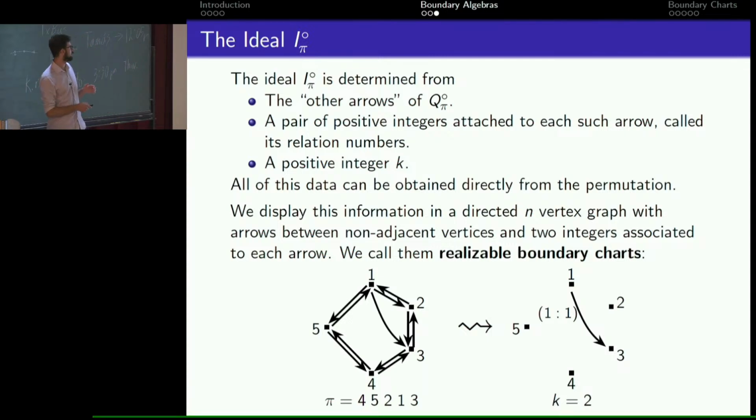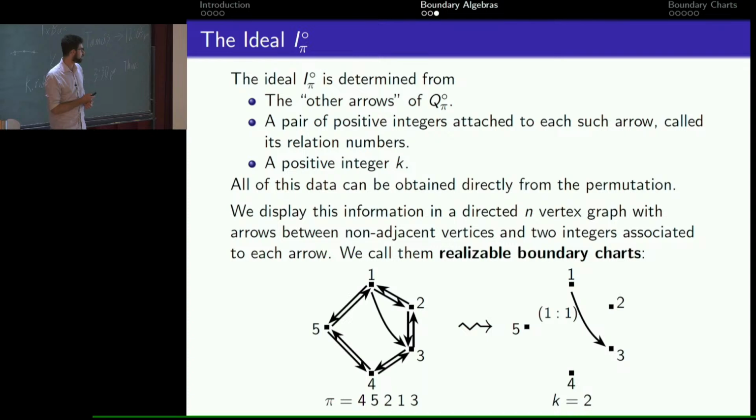And then for each one, I have this pair of positive integers. So I'll just go ahead and write it in on the graph next to the arrow. And I'll keep track of the integer k somewhere. Okay, so that's how I want to think about the data that determines my ideal. And we'll call this a realizable boundary chart.